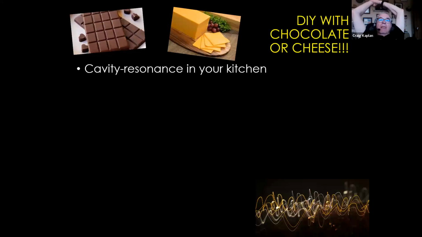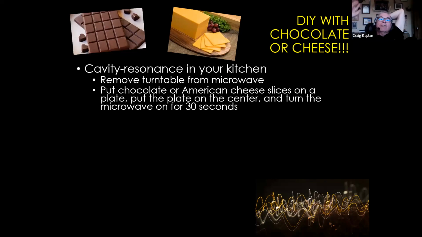Now it turns out that you can measure the speed of light with a microwave and chocolate or cheese. You can do a cavity resonance experiment in your kitchen, and this is how to do it. Remove the turntable from the microwave. Put a layer of chocolate or American cheese slices on a plate, hopefully a level plate, a ceramic plate or some sort of non-metal plate. Put the plate in the center, and then turn on the microwave for 30 seconds.